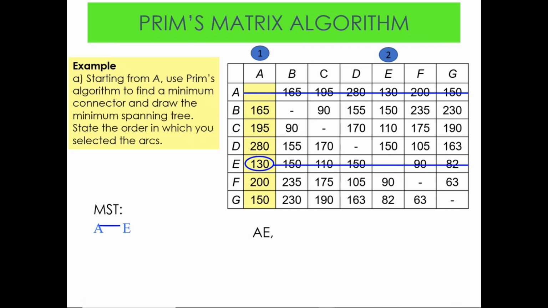You then need to look down both of these columns, column 1 and column 2. What's the smallest out of those, which is the 82 at the bottom of column E. So add on EG to your minimum spanning tree, add on EG to your list of arcs that you've added. Circle it, cross out the row, and label up column G with a number 3.